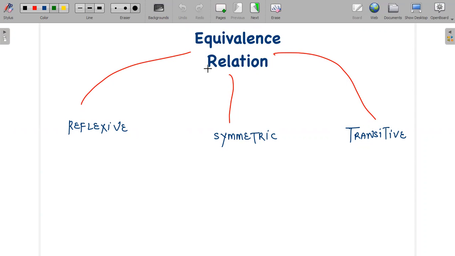A relation is said to be an equivalence relation only when it is reflexive, it is symmetric, as well as transitive. So what are these relations? Let's study them one after another.